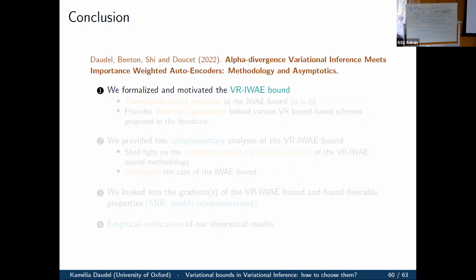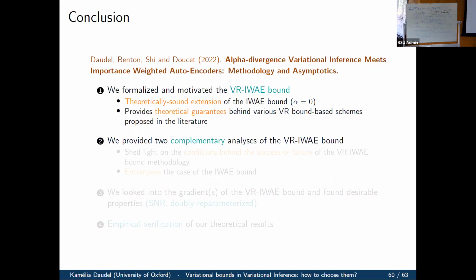We formalized this new VI bound, which used to be just seen as an expectation. We've got nice theoretical guarantees. We extend the EY bound. We've got 2 complementary analyses, shedding light on conditions that might lead to the success or failure of those VR EY bound methodologies, and that apply to the EY bound. So this is important if you come from the EY community. So after you're like, wow, this actually applies to what I'm interested in as well.